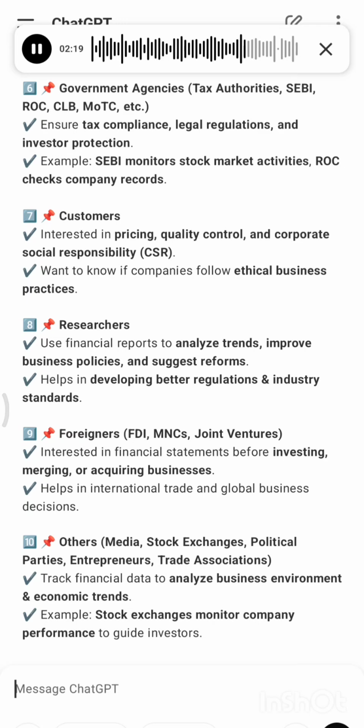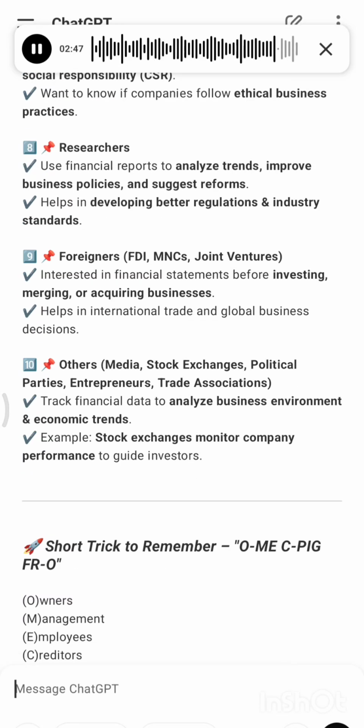9. Foreigners, FDI, MNCs, joint ventures. Interested in financial statements before investing, merging, or acquiring businesses. Helps in international trade and global business decisions. 10. Others, media, stock exchanges, political parties, entrepreneurs, trade associations. Track financial data to analyze business environment and economic trends. Example, stock exchanges monitor company performance to guide investors.